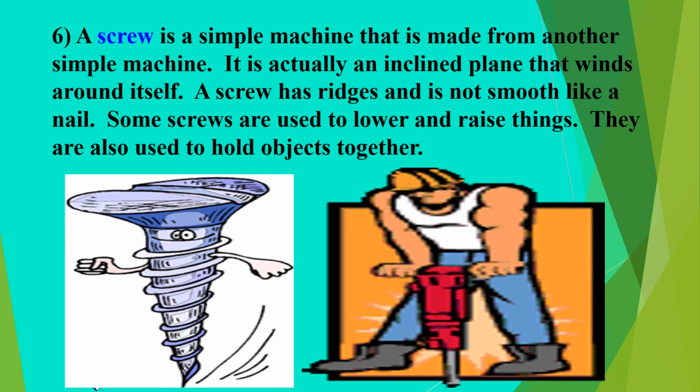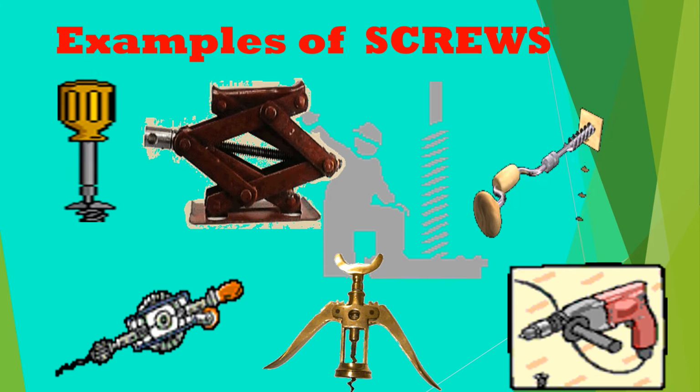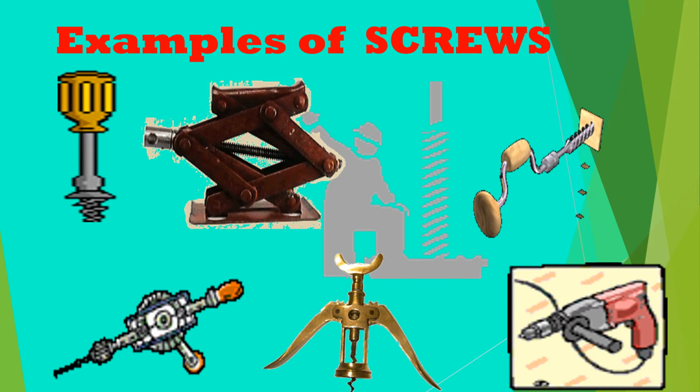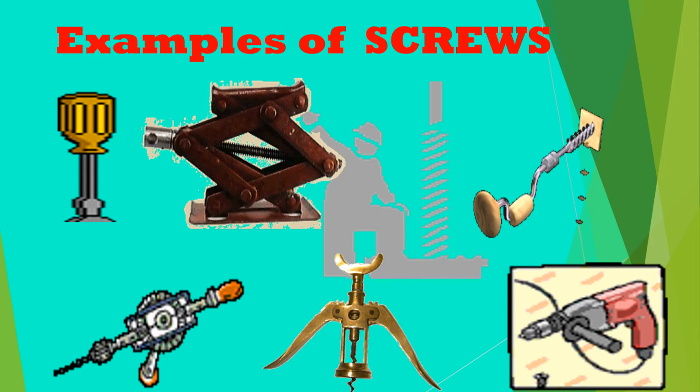Number 6, a screw is a simple machine that is made from another simple machine. It is actually an inclined plane that winds around itself. A screw has ridges and is not smooth like a nail. Some screws are used to lower and raise things. They are also used to hold objects together. Some examples of screws are shown in these figures.